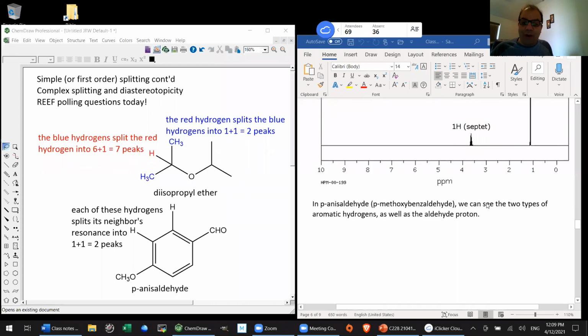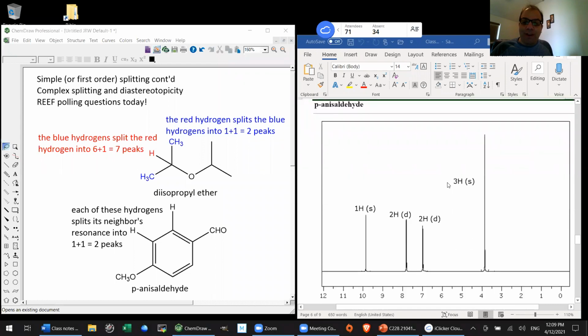We had gone over that one. I wanted to go over at least one example of a compound with aromatic hydrogens. So I chose this p-anisaldehyde here, which we have the spectrum for. I pointed out how we would expect to see 4 different types of hydrogen. The aldehyde hydrogen is unique. Those show up around 9 or 10 parts per million. Also, the 3 methoxy hydrogens are one type of hydrogen. I'd expect to see them around 3.5 or 4, give or take.